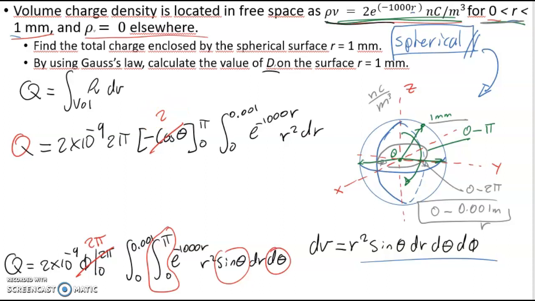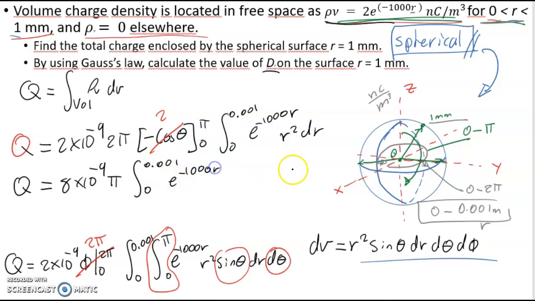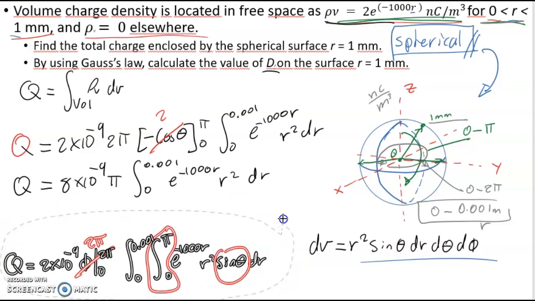If that's the case, we can reduce even more. Q equals 2 times 2 times 2, 8 times 10 at minus 9 pi, integration from 0 to 0.001, e at minus 1000, radius squared, dr. That's going to be my final integration I have to solve.